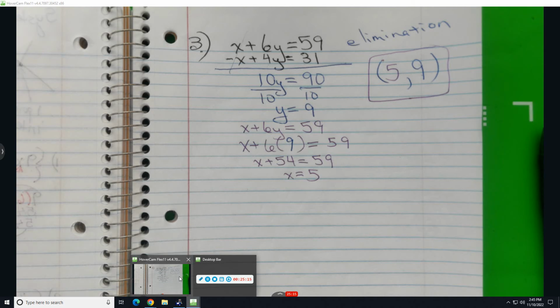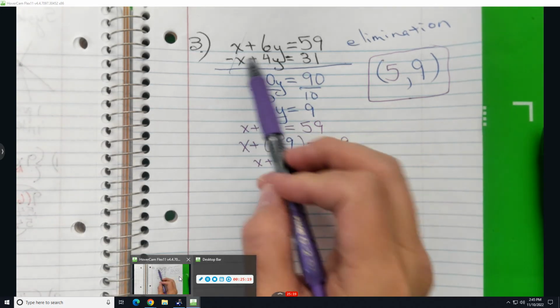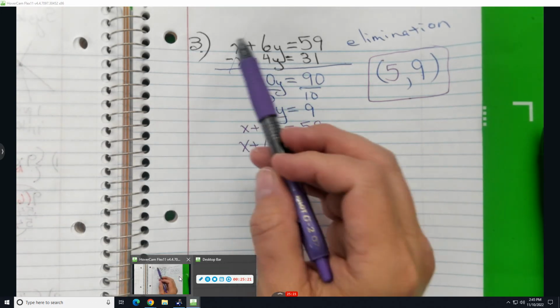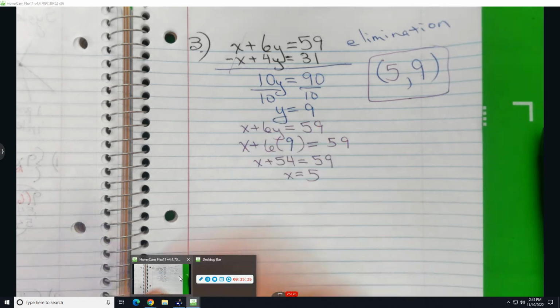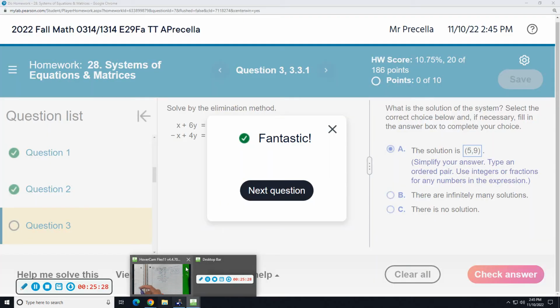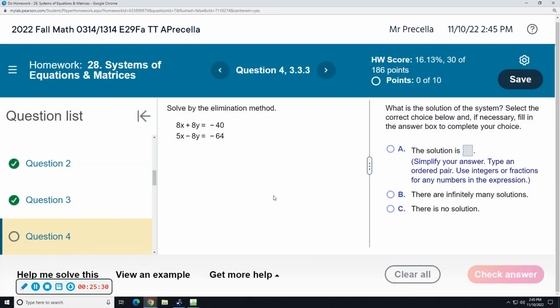Any questions there? This one was tailor-made for elimination because it already had the like variables aligned and it already had the same coefficient but opposite sign. Well, let's look at the next one. I think this one is pretty nice, too. I wasn't expecting that. Okay. Solved by the elimination method.